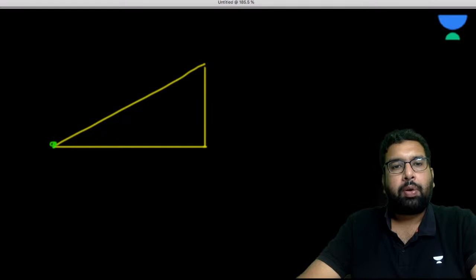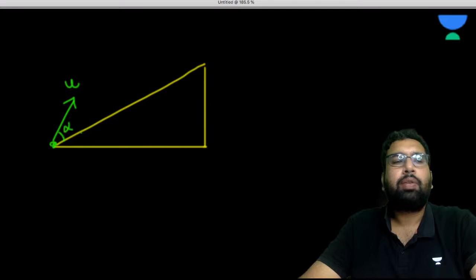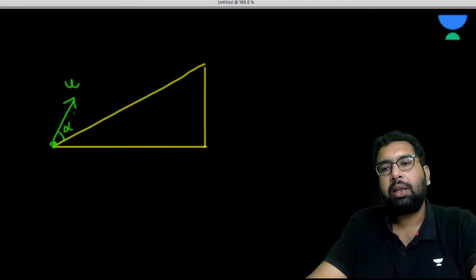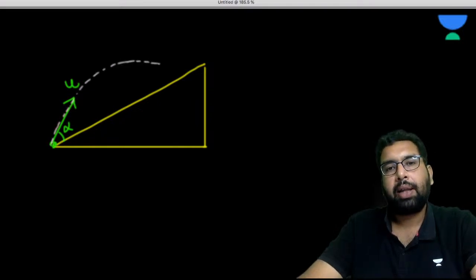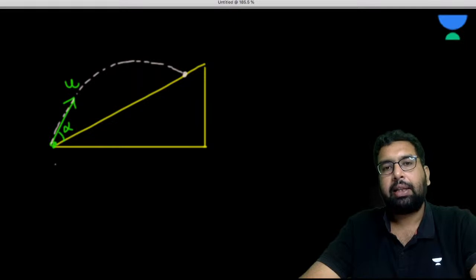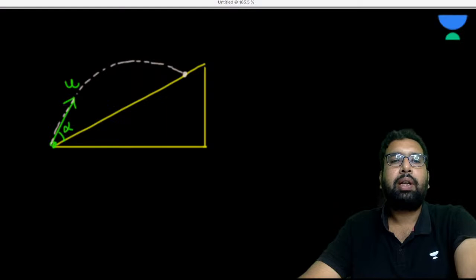Now see what we have to do here. When we are projecting something at a velocity of u, let's suppose at an angle of alpha from the inclined surface, what is going to happen? It is going to follow a path like this, and it is going to fall at some distance like this.